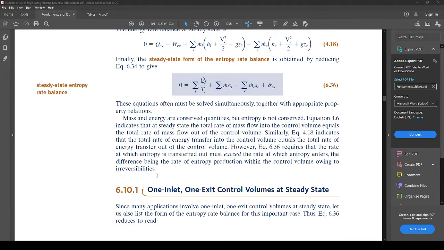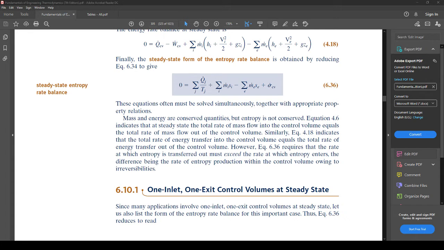All right. And then it says mass and energy are conserved quantities, but entropy is not conserved. Equation 4.6 indicates that at steady state, the total rate of mass flow into the control volume equals the total rate of mass flow out of the control volume. Similarly, equation 4.18 indicates that the total rate of energy transfer into the control volume equals the total rate of energy out. However, equation 6.36 requires that the rate at which entropy is transferred out must exceed the rate at which entropy enters. The difference being the rate of entropy production within the control volume due to irreversibilities.